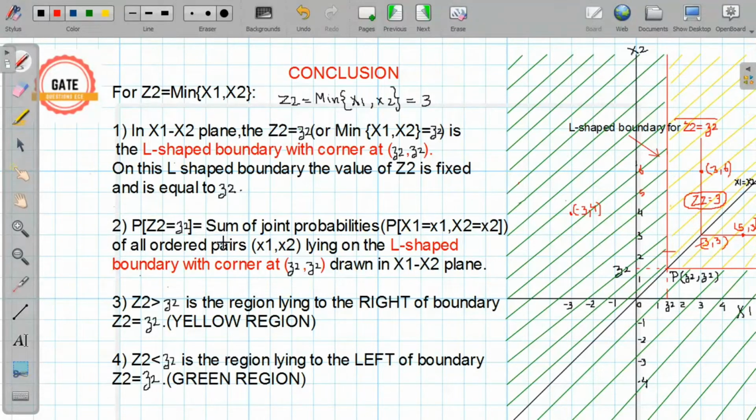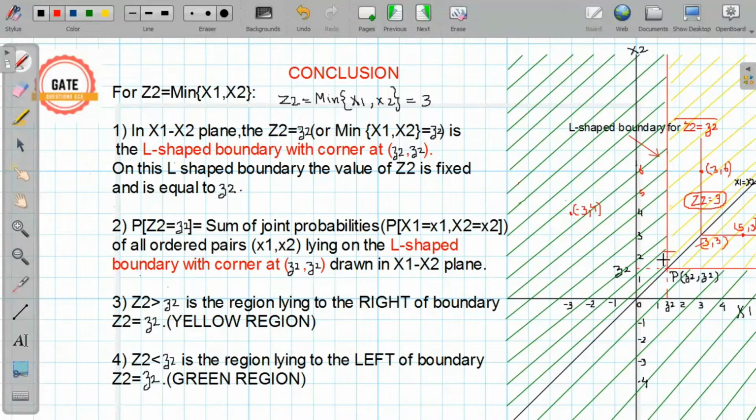So now we will understand what is conclusion 2. The conclusion 2 states that probability capital Z2 is equal to small z2 will be equal to the sum of joint probabilities of all ordered pairs, or all points, which are lying in the x1 x2 plane on this L-shaped boundary. So if you want to calculate this probability, it will be nothing but the sum of the joint probability of all the points that are lying on this boundary.